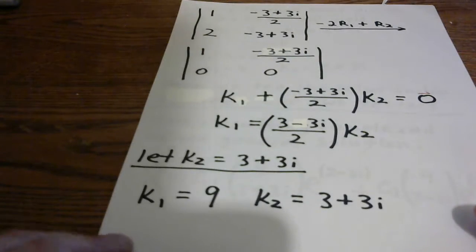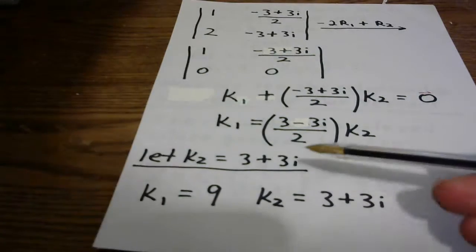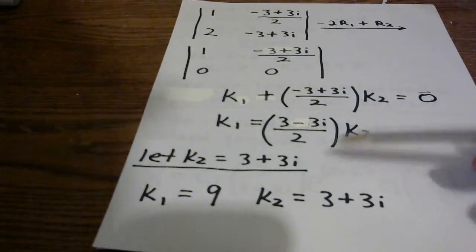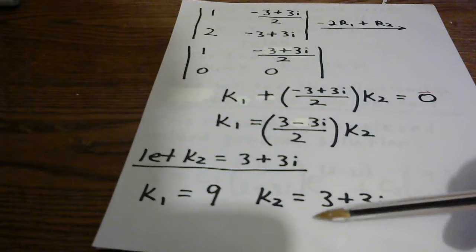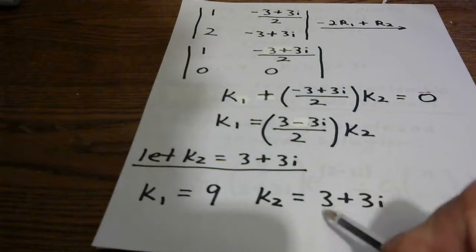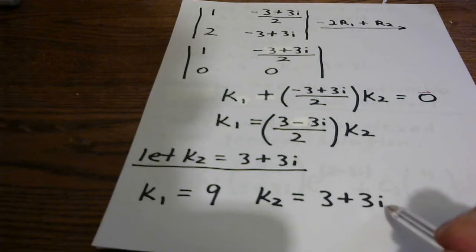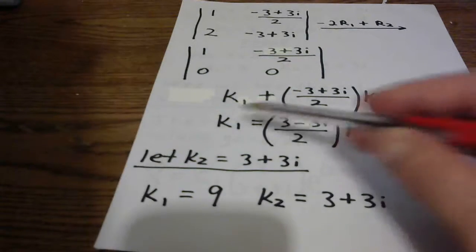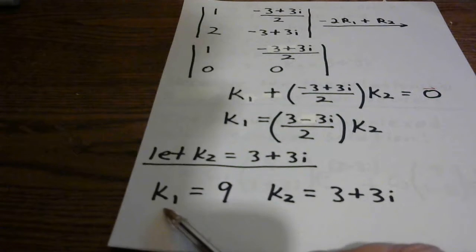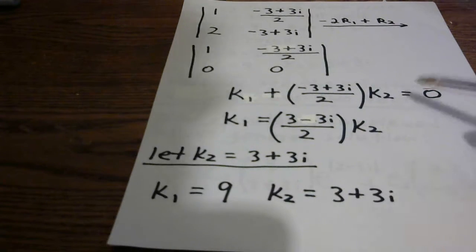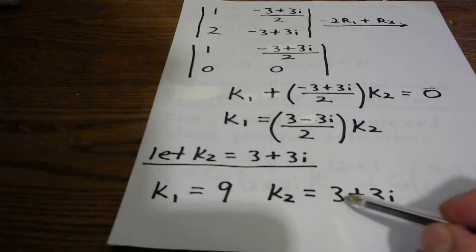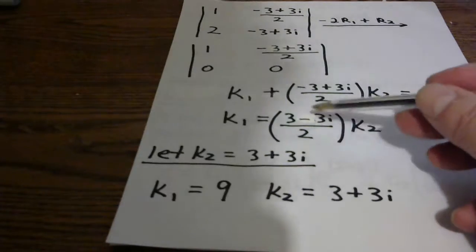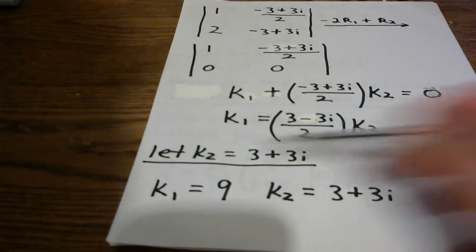And now we can simply select a value for K2. There's a lot of flexibility in selecting our value for K2, but of course we want it to have utility. So in this case, we can see that if we select a K2 equal to 3 plus 3i, we will get rid of the imaginary number in this case, and so we will have one real solution. Our K1 will equal 9. If you do the calculation, you simply multiply 3 plus 3i by 3 minus 3i, and taking that value over 2 will yield the following result.